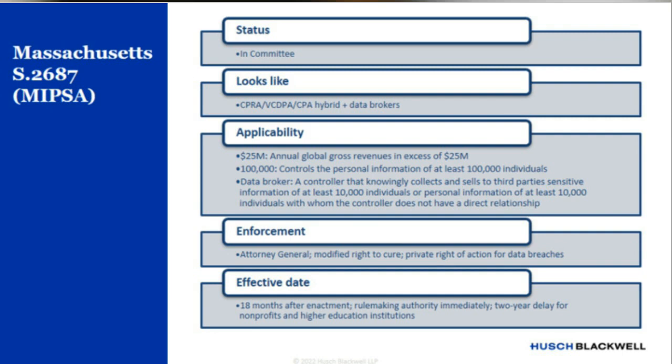It would be enforced by the Attorney General. There's a modified right to cure, and also a private right of action for data breaches, which I'll go over in a minute. And the effective date would be 18 months after enactment, but the rulemaking authority would take effect immediately, and there's also a 2-year delay for nonprofits and higher education institutions to comply.